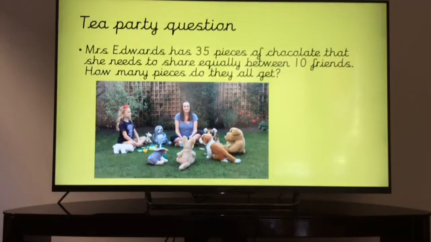Have fun! Remember at the beginning of the video I didn't know how to divide the chocolate? I've turned that dilemma into a word problem. Mrs. Edwards has 35 pieces of chocolate that she needs to share equally between 10 friends. How many pieces do they all get? I asked you to have a think about a number sentence. Can you think of that number sentence now and work out the answer for me? Pause the video. I will do the same.